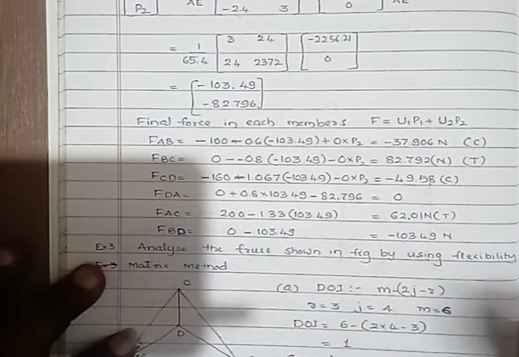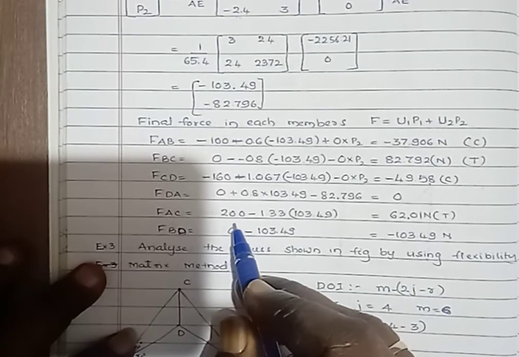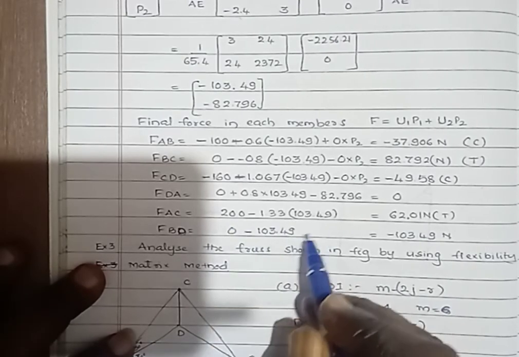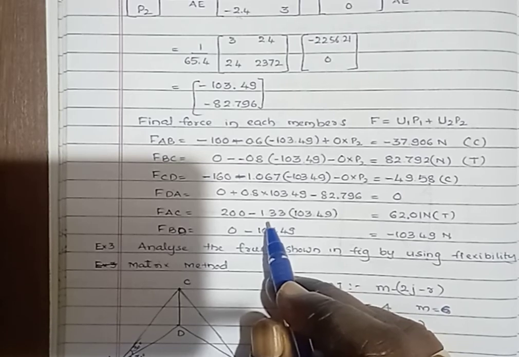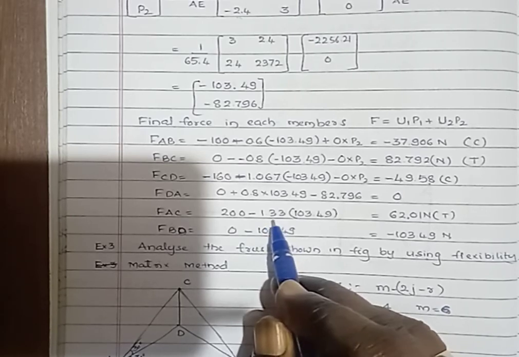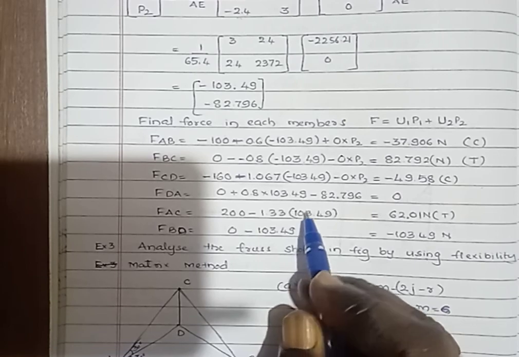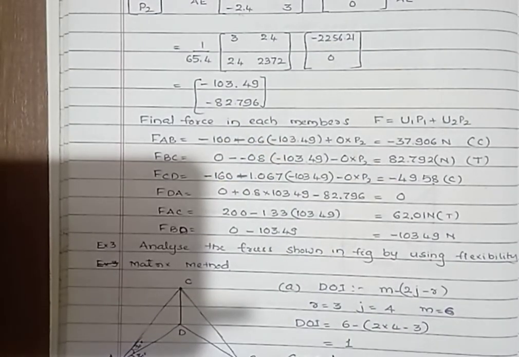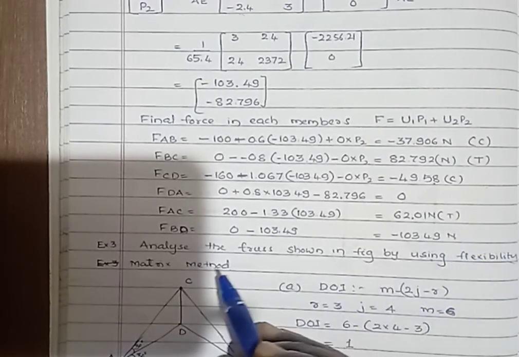Then the force in the member AC, that is one of the diagonals: the force in the member due to the applied load is 200. The force in the member due to the unit load applied along the BD, that is minus 1.33, into the first redundant value 103.49, that equals 62.019 Newton, that is tensile.